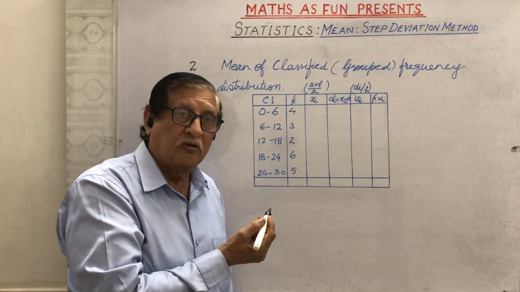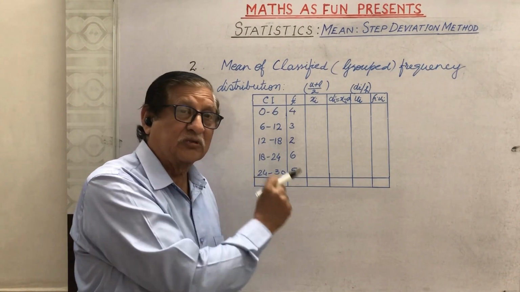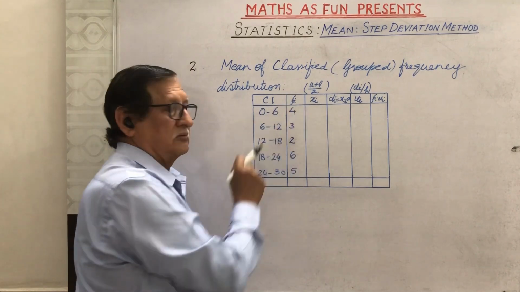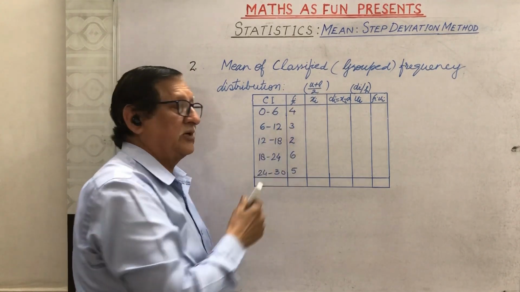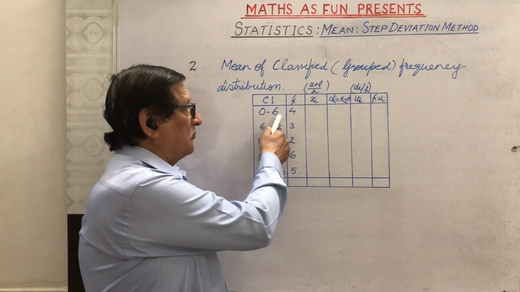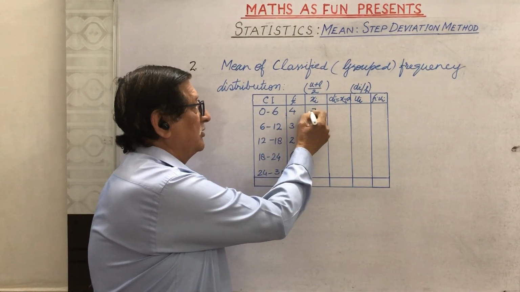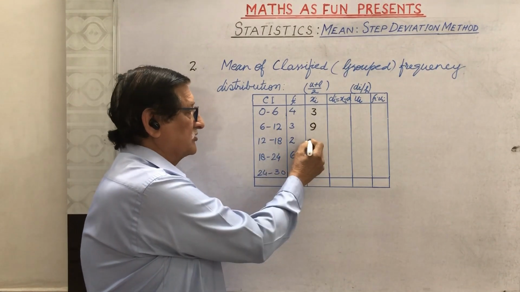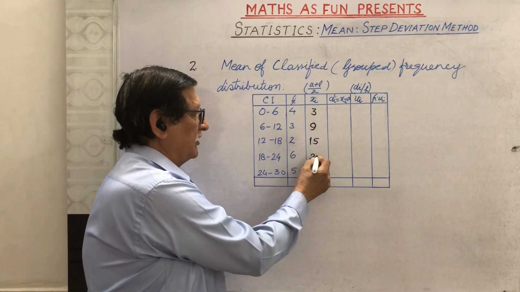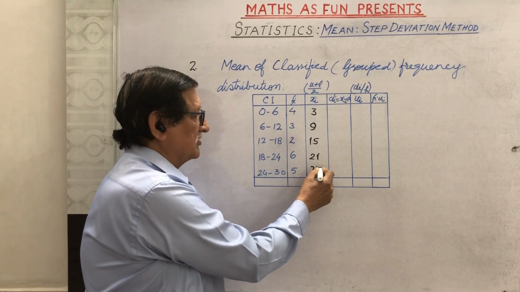Now what we have to do? We have to find out the class mark. And we know class mark is upper limit plus lower limit divided by 2. Here it is 0 plus 6 divided by 2 is 3. 6 plus 12, 18 divided by 2 is 9. And so on, it is 15, 21 and 27.